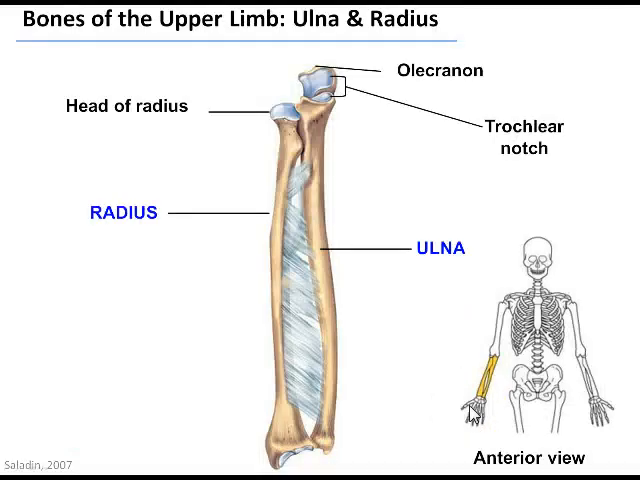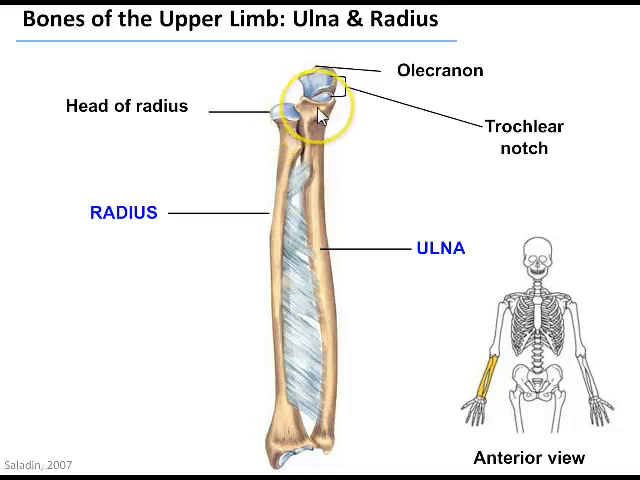Let's now look at the radius and the ulna. Focusing on the proximal side, we will find that the radius, which is located on the more lateral aspect of the forearm or antebrachium, has a head as its proximal feature. It is the head of the radius that articulates with the capitulum of the humerus to contribute to the elbow joint.